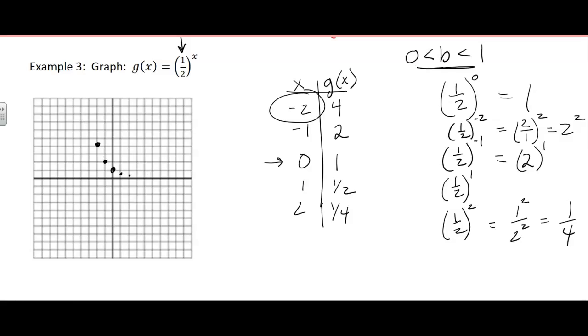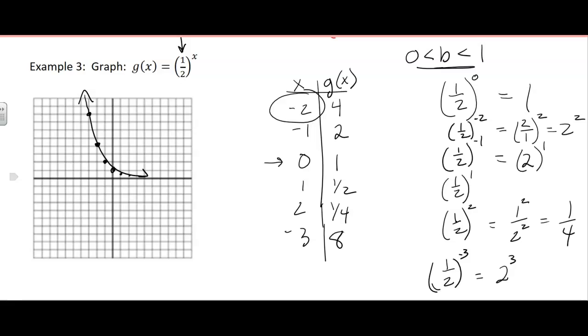I could have put in -3 and I would have had 8. Let me do that. Let me erase. Oh man, it erased the whole thing. Okay, so if I put in -3, then I'm going to have 1/2 to the -3, which is going to be 2 cubed, and that's going to be 8. So -3, 8 would be up here. I'm just getting another point so I could make a better graph. So it looks like that.